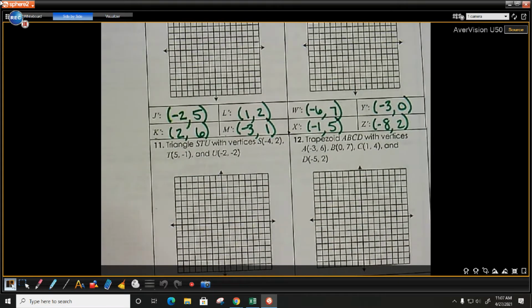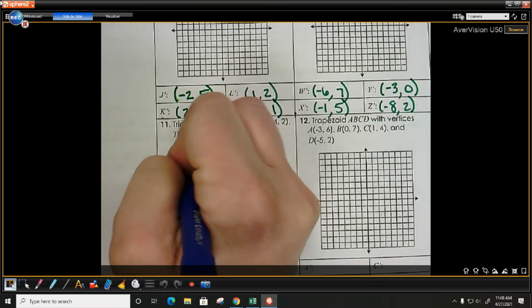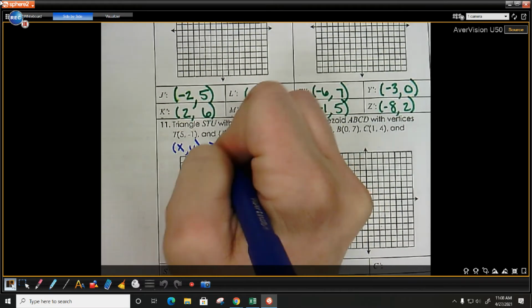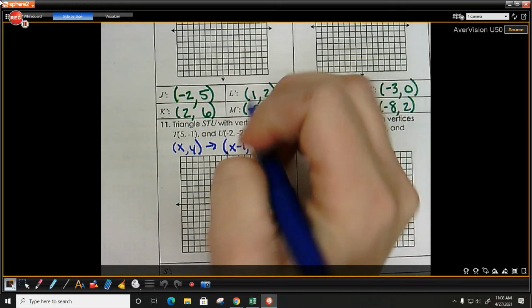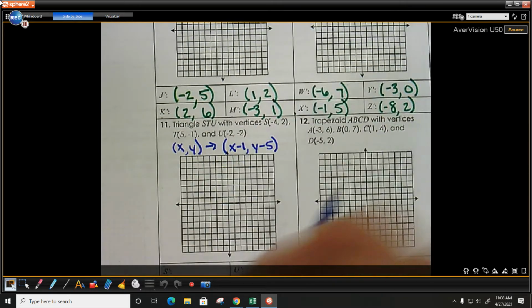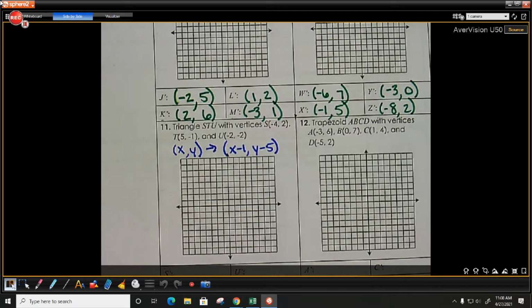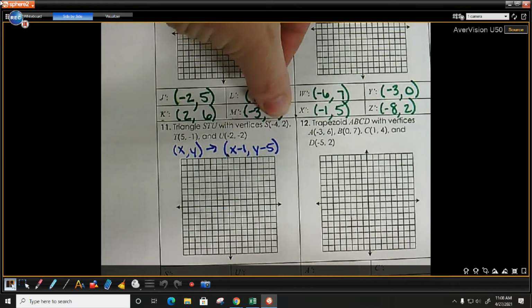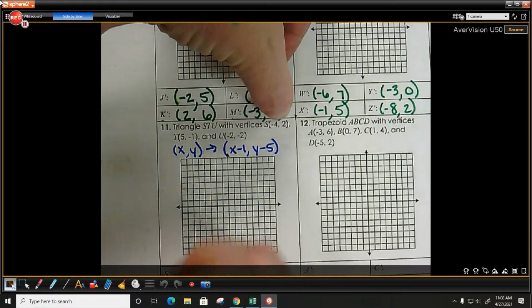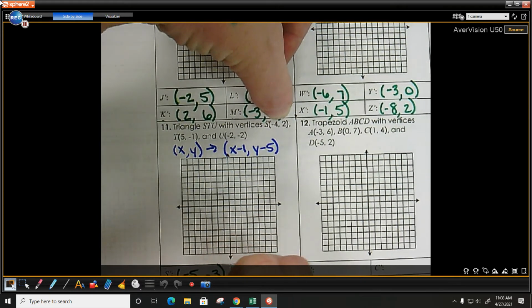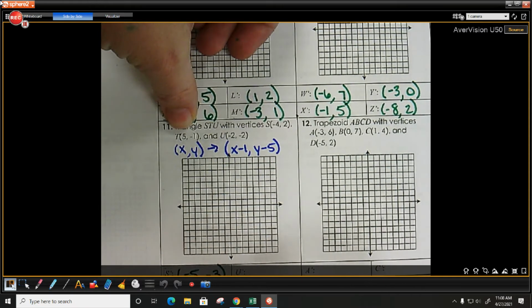This one, it's missing part of it. It should say the rule, which is xy becomes x minus 1, comma, y minus 5. If it just tells you the ordered pairs of the original and doesn't tell you how to translate them, you can't really go anywhere. So you need the rule. This is the rule. Okay? So what's my s prime going to be at? Negative 5, negative 3. What's my t at? 4, negative 6.